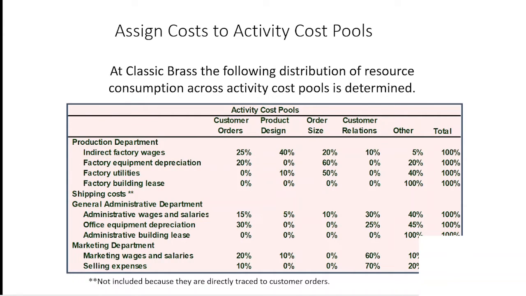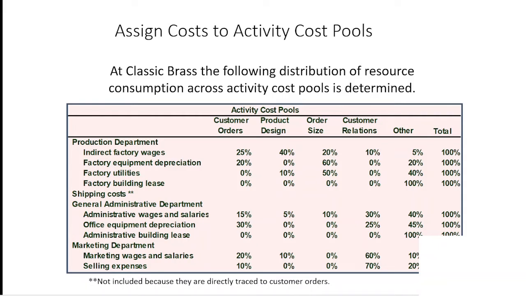If you remember, in our earlier slide, we said that the activity cost pools are going to be customer order, product design, order size, customer relationship, and then others, meaning they are not really related with any of these activities. So factory wages are being used 25%, 40%, 20%, 10% for different activities. This is the way they have allocated it in this example.